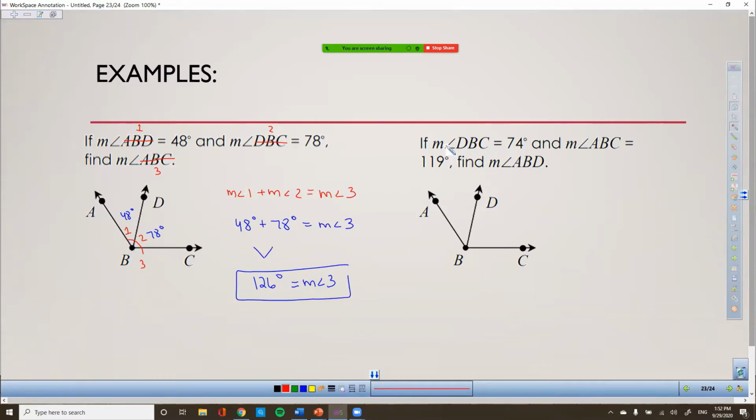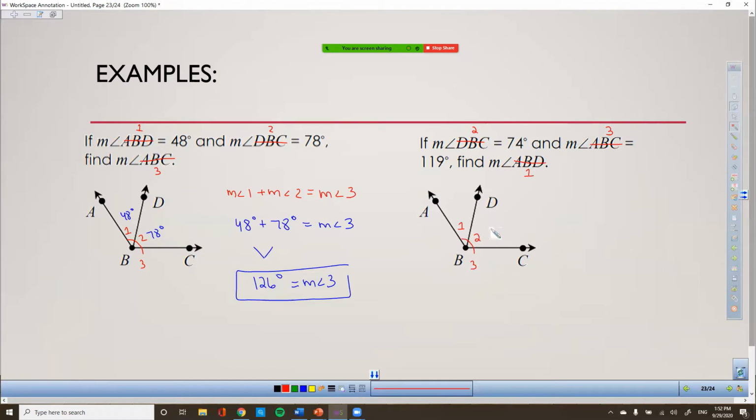So they're telling me if the measurement of angle DBC is 74 degrees and the measurement of angle ABC is 119 degrees, they want me to find the measurement of angle ABD. But I know there's a bunch of letters. Let's go ahead and rename it with numbers. I'm going to name angle ABD as angle 1. So here, we're going to put angle 1. The measurement of angle DBC, I'm going to name it angle 2. So DBC is angle 2. And the measurement of angle ABC, all of it together, I'm going to name angle 3. So this right here is going to be angle 3.